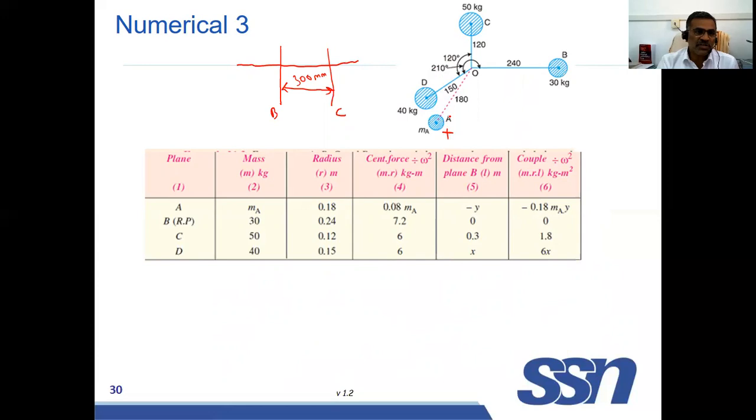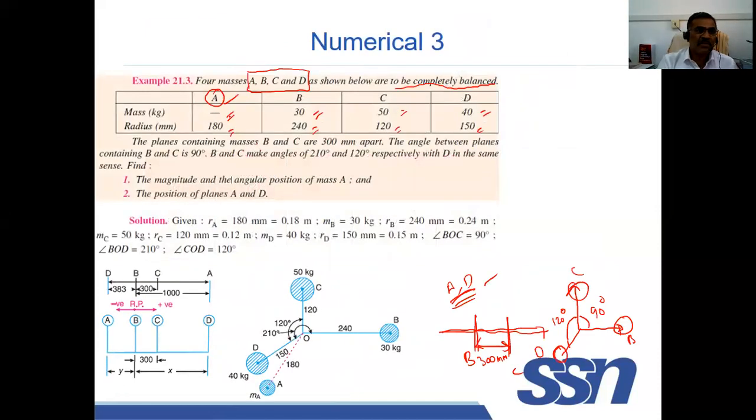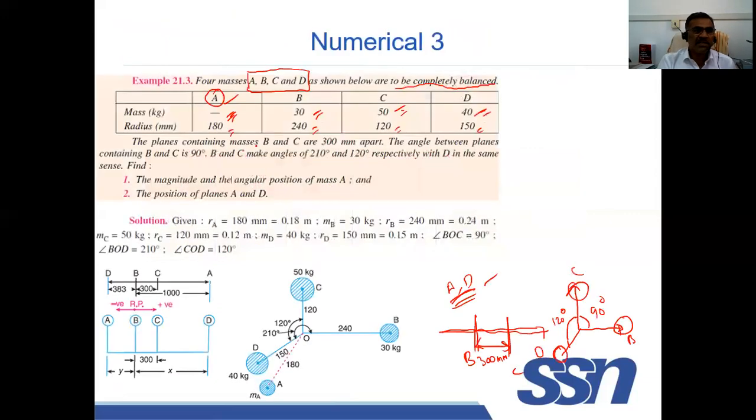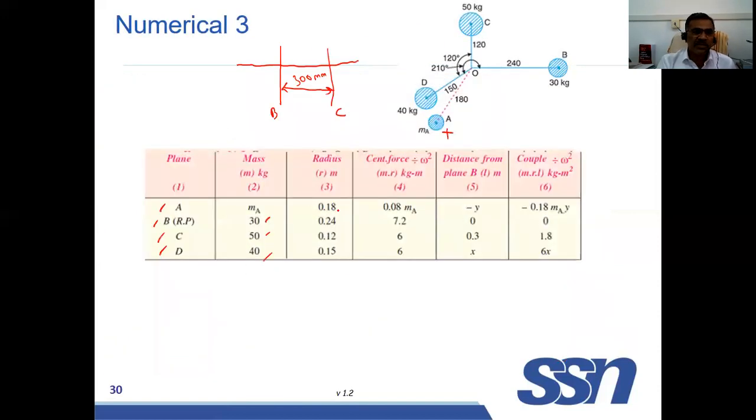So first, as usual, you draw the table. There are 4 masses: plane A, plane B, plane C, plane D. Right? Now masses. The mass MA is not known. B, C, D are known. You enter the values for B, C, D. Similarly, radius A, B, C, D are known. It is given in millimeter. You substitute in meter. So these are all the radius, right?